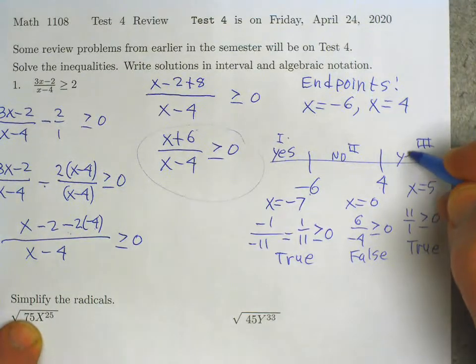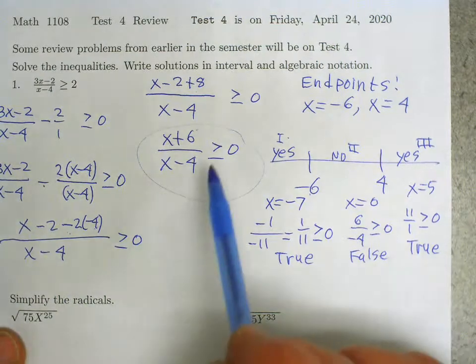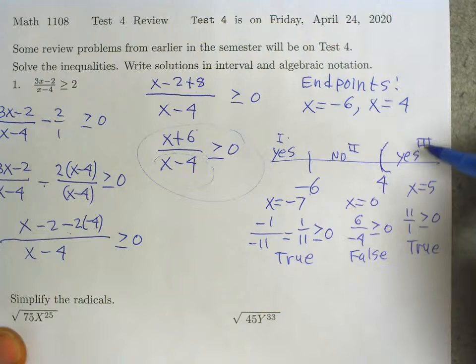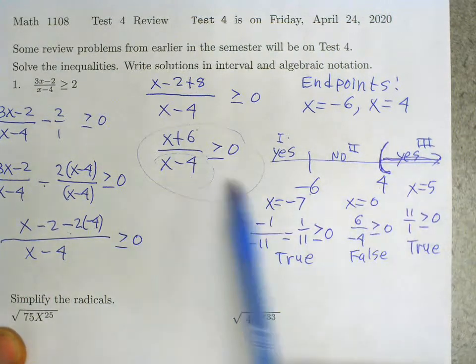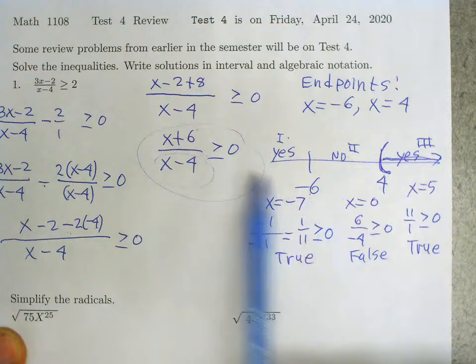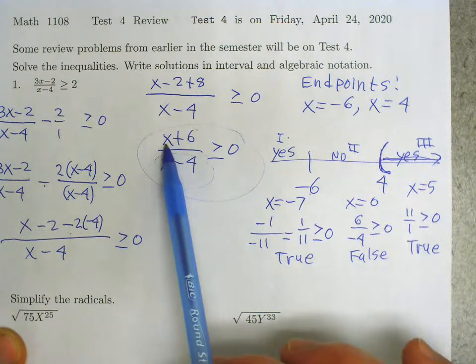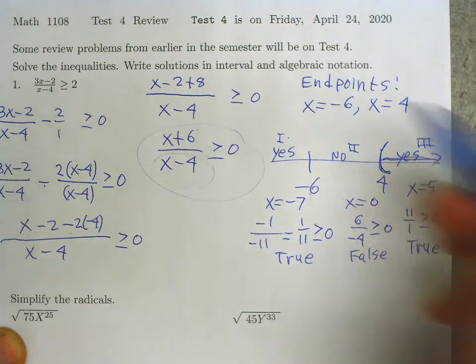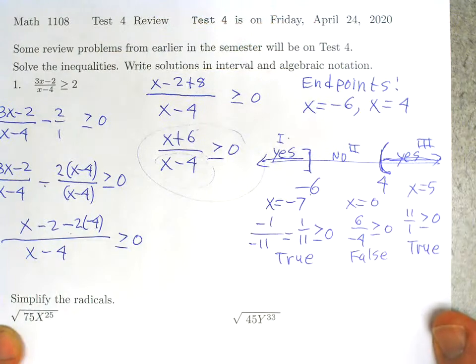So yes, the numbers from 4 to infinity are solutions. Endpoints that come from denominators are never included, so we put a parenthesis at 4. But this endpoint from the numerator is included because that's what makes the left-hand side 0, and the or equal to 0 makes it true. So we include negative 6.